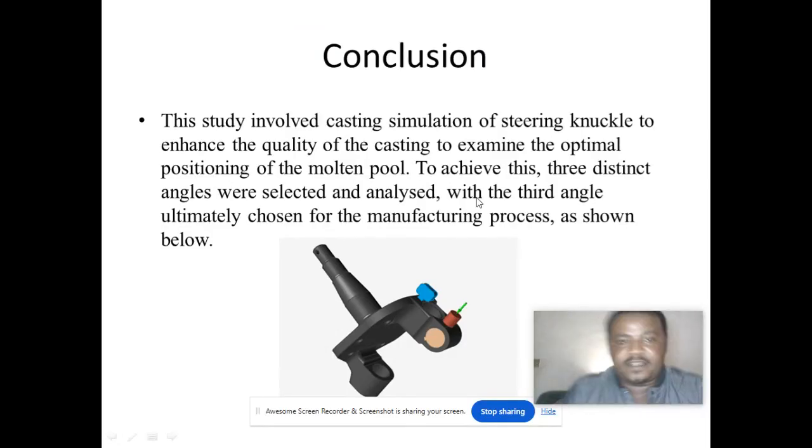Conclusion. This study involved casting simulation of a steering knuckle to enhance the quality of casting, to examine the optimal positioning of the molten pool. To achieve this, three distinct angles were selected and analyzed. The third angle was ultimately chosen for the manufacturing process, as shown below.